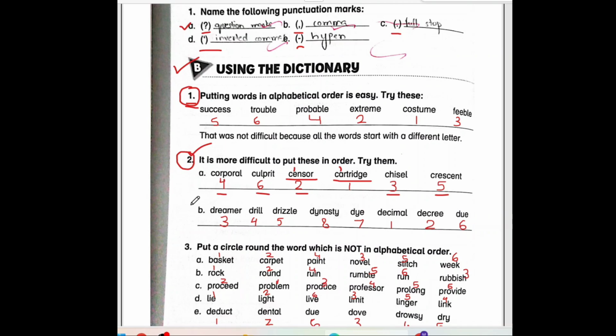Now look at part B. It is comparatively difficult than part A. How? Look, all the words are starting with the letter D. Now what we have to do is look upon the next alphabet. Look, in these two words, the next alphabet is E, so we have to look upon the third alphabet. So according to this rule, decimal will come first, then dickery, then dreamer, then drill, then drizzle, then dew, then die, and at the end dynasty.